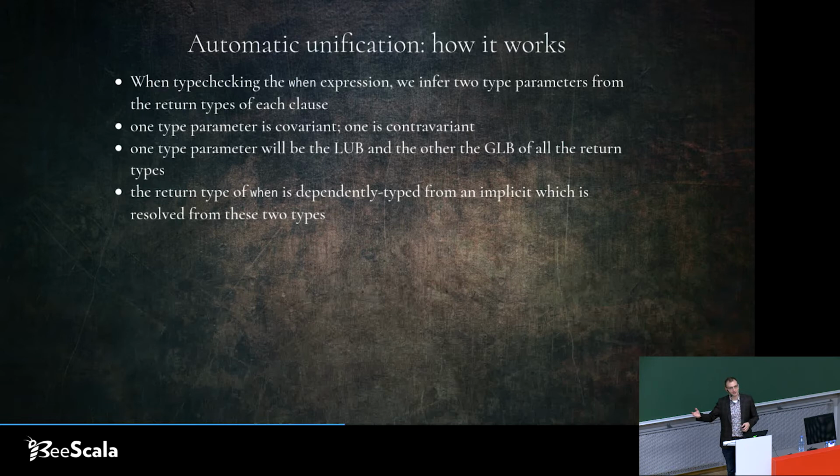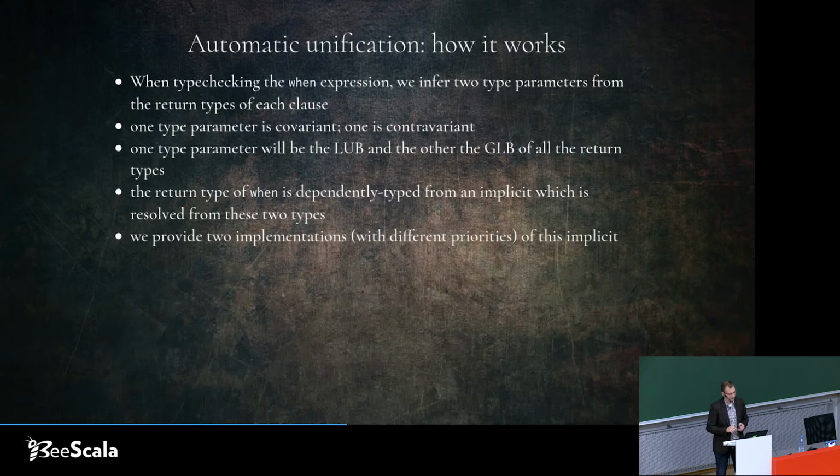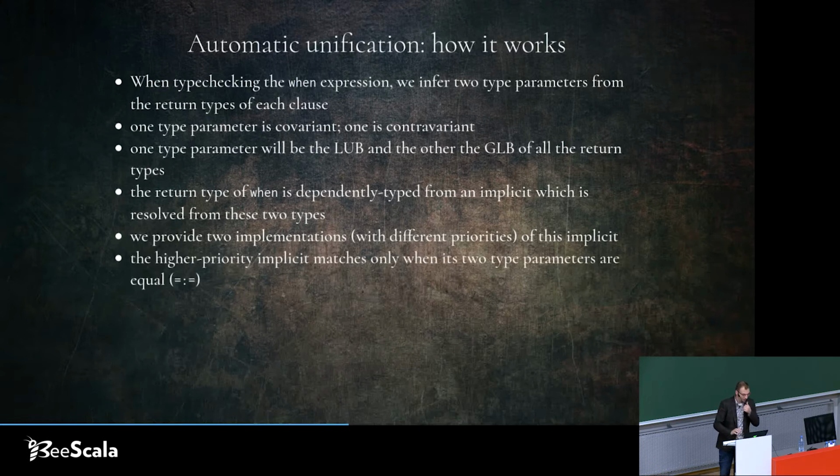And then the value I return, the thing that in the last example was just an int, in fact, for that disjunction, is going to be dependently typed on an implicit. I'm going to search in implicit scope for an instance of this implicit, which is determined by the two type parameters, one from the greatest lower bound, one from the least upper bound. And I'm going to provide two implementations of that implicit with different priorities. One is going to be higher priority than the other. The one with the higher priority will match only when those two type parameters are the same type.